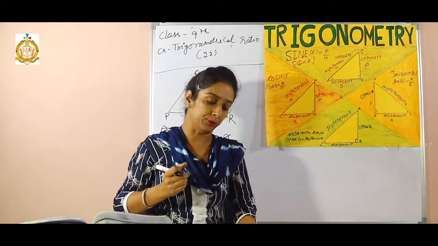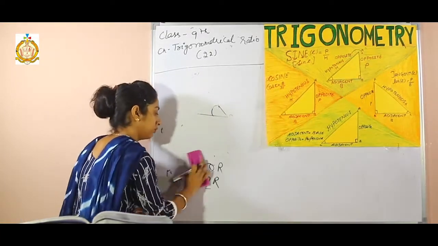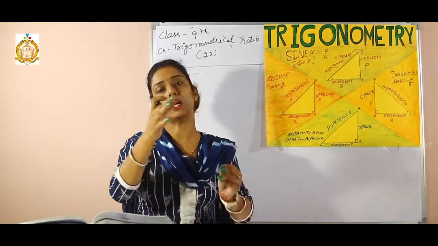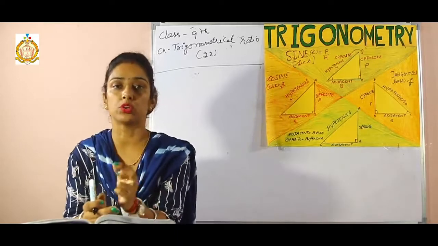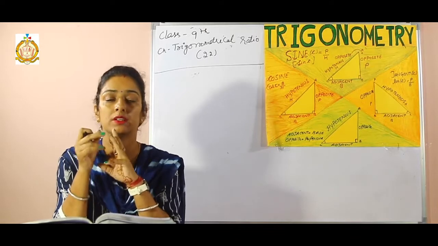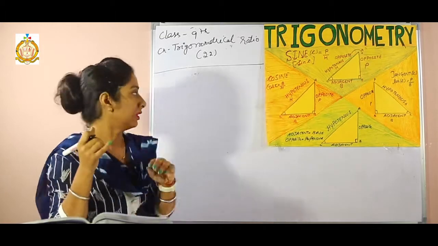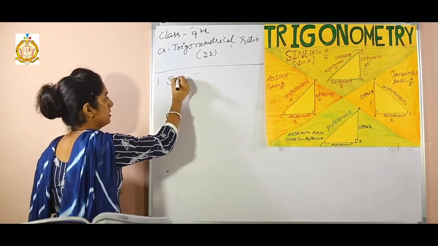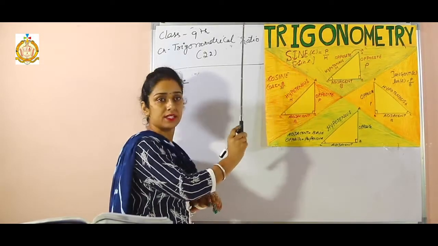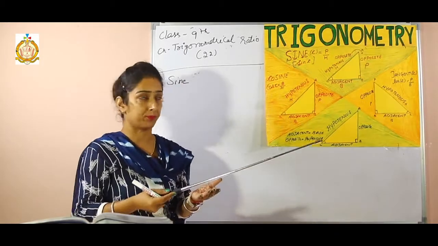In trigonometry we deal with three ratios, okay? Three ratios and three are their reciprocals. So the total ratios are 6. That is sine, cosine, tangent, cosecant, secant and cotangent. The first one is sine, S-I-N-E. Its short form is sin, but we call it sine, right?